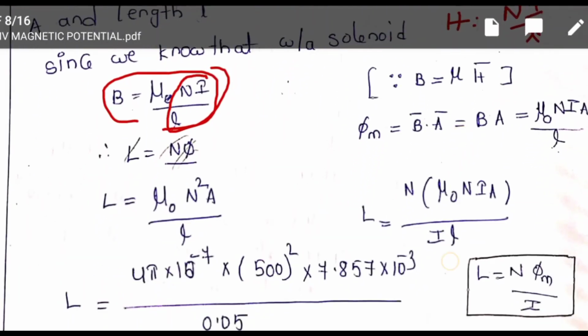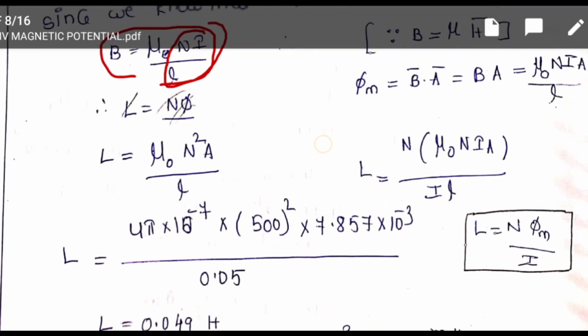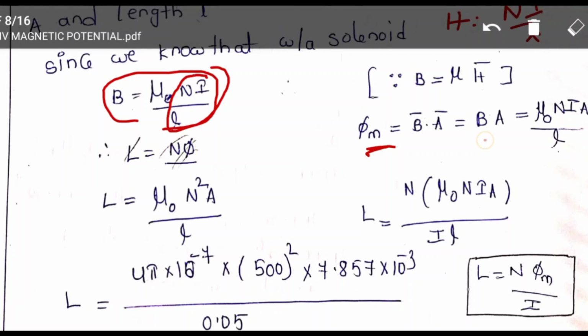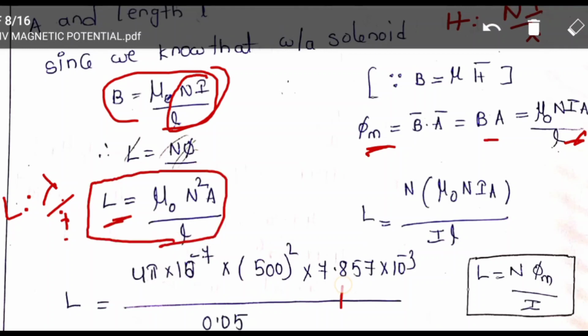Therefore inductance of solenoid L equal to, how to calculate flux? Phi equal to b into a, you know the formula, b equal to phi by a. Therefore phi equal to b a, b is mu naught ni by l into the cross section. Therefore inductance means L equal to lambda by I, or L equal to mu naught n square a by l. It is the formula for a solenoid. L equal to n into mu naught n i a by i l. Finally we get mu naught n square a by l.